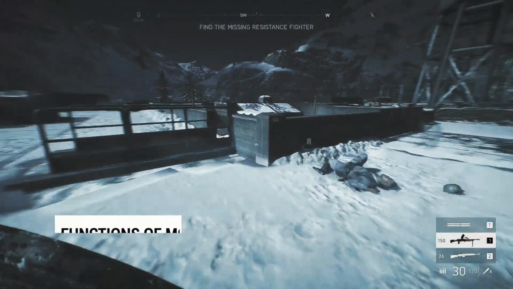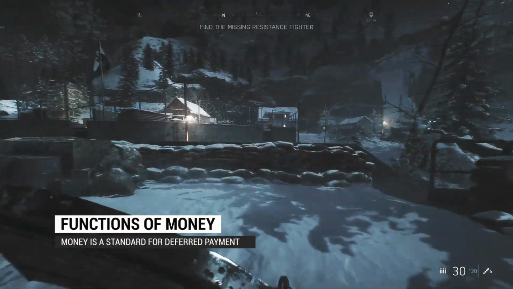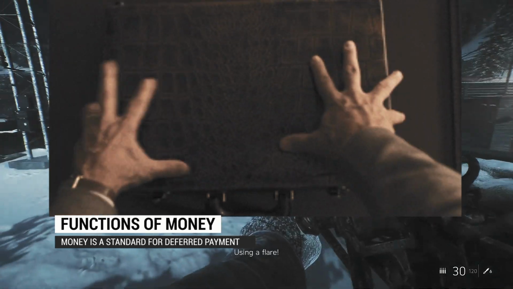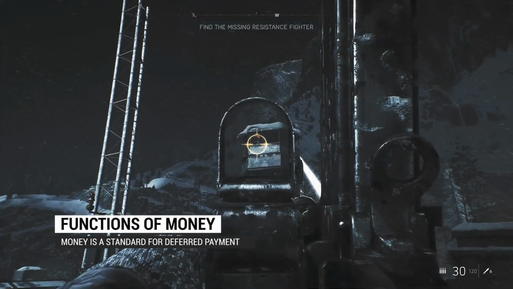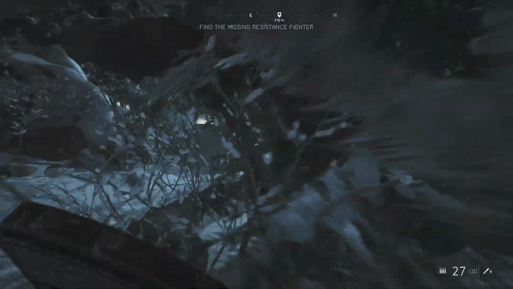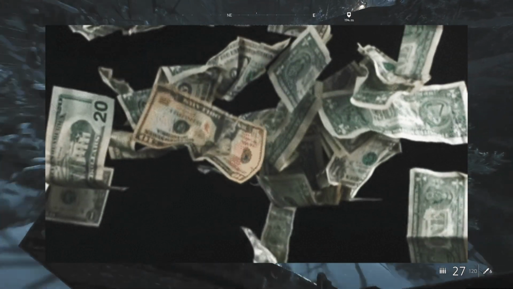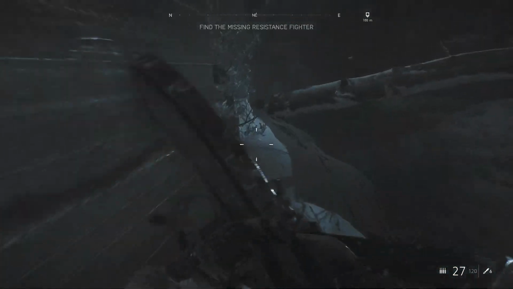Money is a standard for deferred payment. Money is used as the standard for future or deferred payments. For example, loans taken out today are repaid in money at some time in the future. Nowadays, the US dollar and euro have been widely accepted standards for settling international loans.